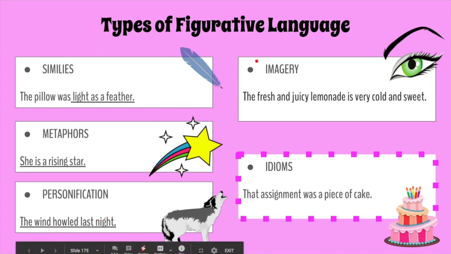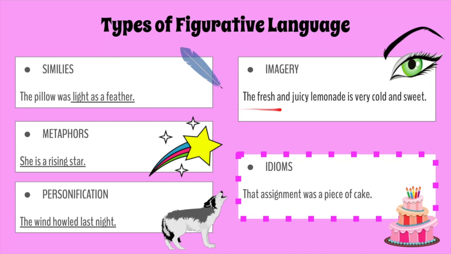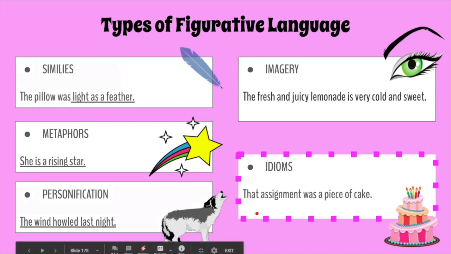Then we have imagery. When you think of imagery, think of eyes and think of you being able to literally see it in your mind. So when I think of imagery, I think of visualizing. An example would be the fresh and juicy lemonade is very cold and sweet. I'm literally putting a picture in your head about fresh and juicy lemonade that's really cold and sweet. So that's imagery. And then today, we're really going to hit idioms hard. Idioms are just a type of figurative language. They're pretty easy, to be honest with you, once you get the hang of it. An example is that assignment was a piece of cake. I don't literally mean that assignment was eating a piece of cake. I mean that the assignment was really easy.